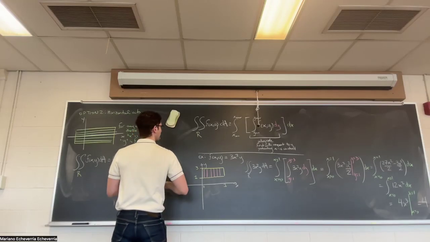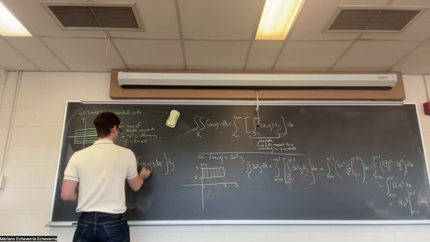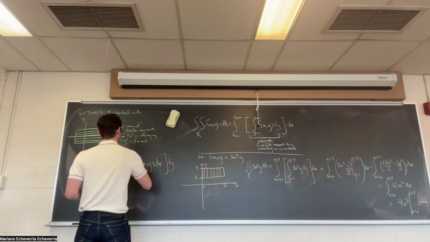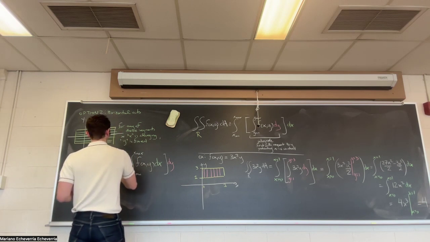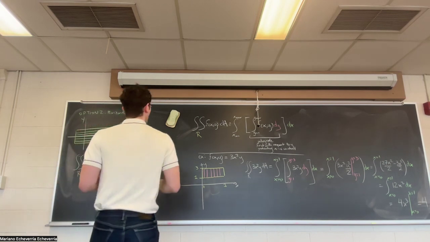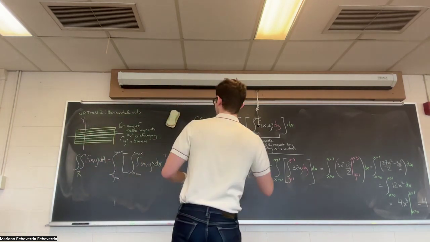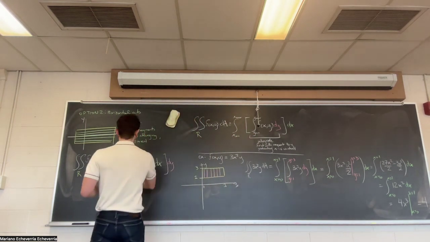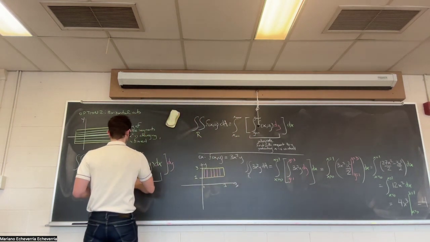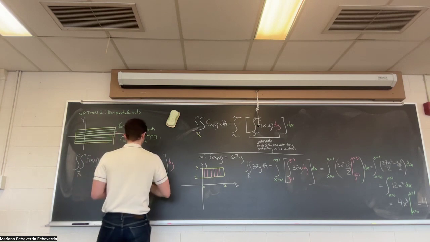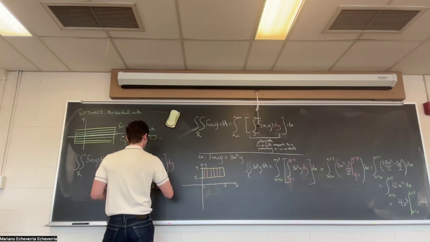So here, the bounds for X are from the minimum value of X to the maximum value of X, and from the minimum value for Y to the maximum value for Y. Okay, but now again, this means integrate first with respect to X, pretending that Y is a constant. Okay, great. First, with respect to X.